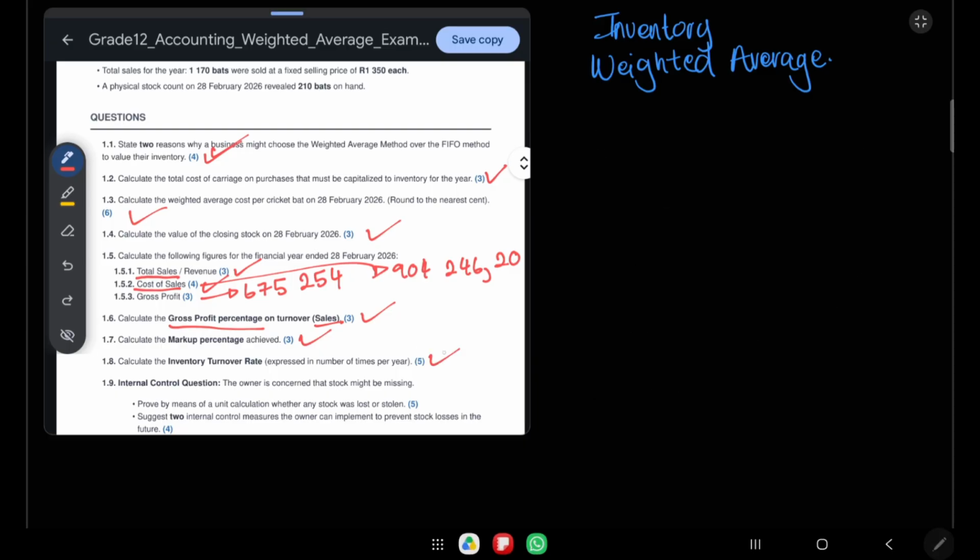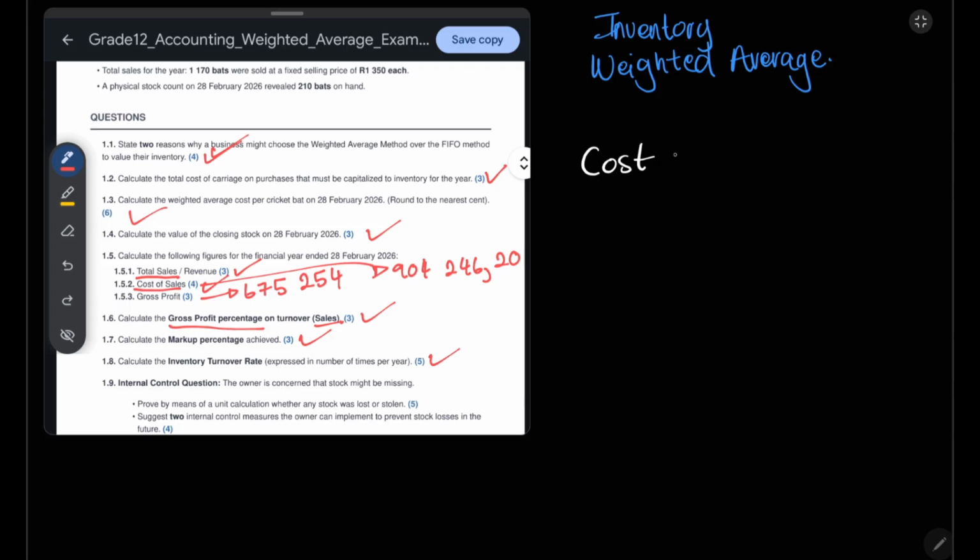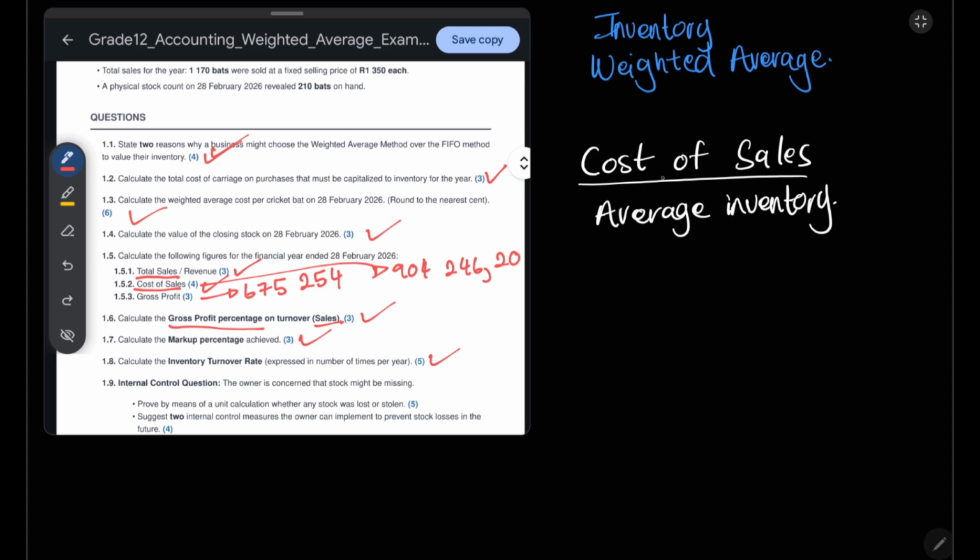We have: calculate the inventory turnover rate, meaning how much you bought and sold of our inventory in a financial year. Okay, so remember the formula is cost of sales over average inventory. We already have our cost of sales, right? Because we calculated it. However, we don't have our average inventory.